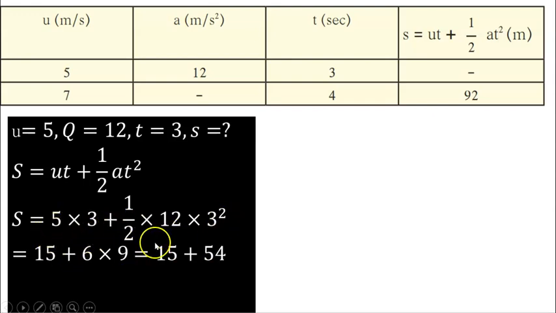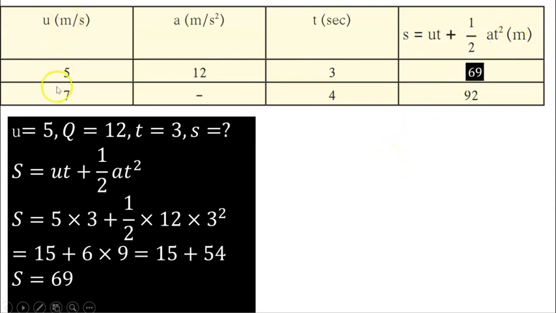Okay, now next simplification. That is 12 upon 2. You will get here 6. 3 square means what? 9. 6 into 9, 54 plus 15. Okay, and that total is 69. Therefore, distance s is equals to 69. This is the first answer.